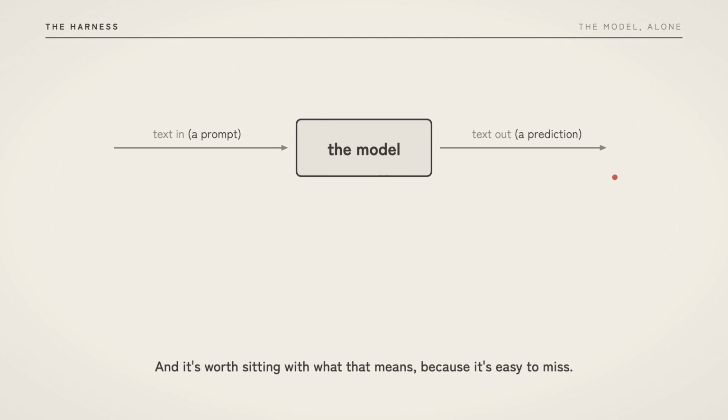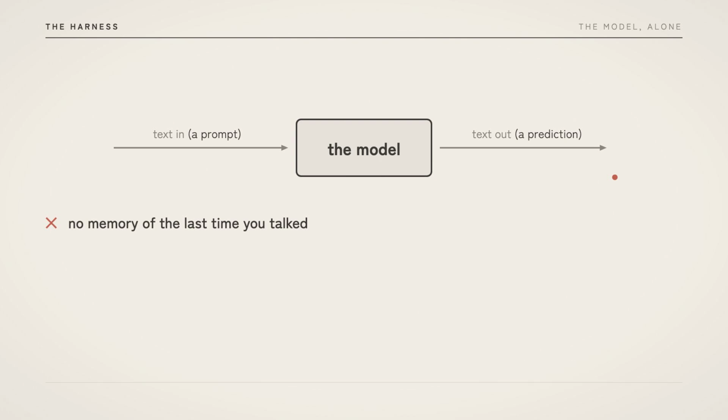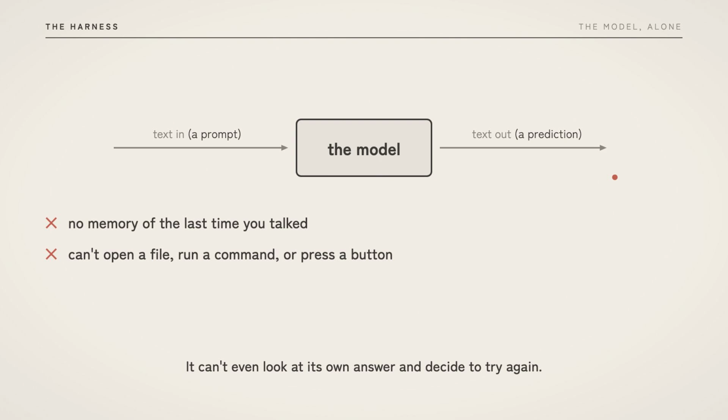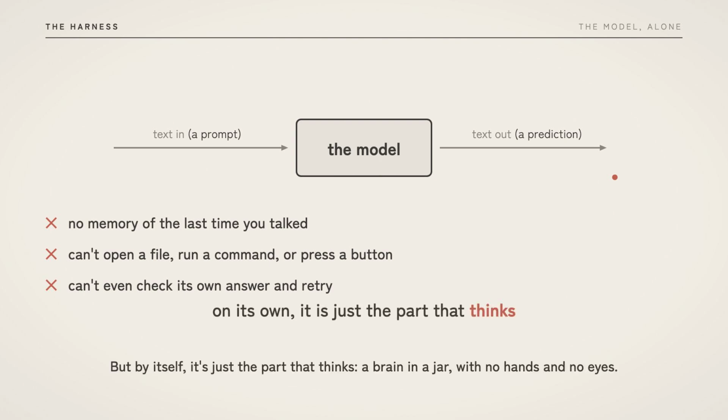And it's worth sitting with what that means because it's easy to miss. On its own, the model has no memory of the last time you talked to it. It can't open a file, run a command, check a website, or press a single button. It can't even look at its own answer and decide to try again. All it can do is read the text you give it and produce more text. Everyone pictures the model as the whole robot walking around and doing things. But by itself, it's just the part that thinks, a brain in a jar with no hands and no eyes.